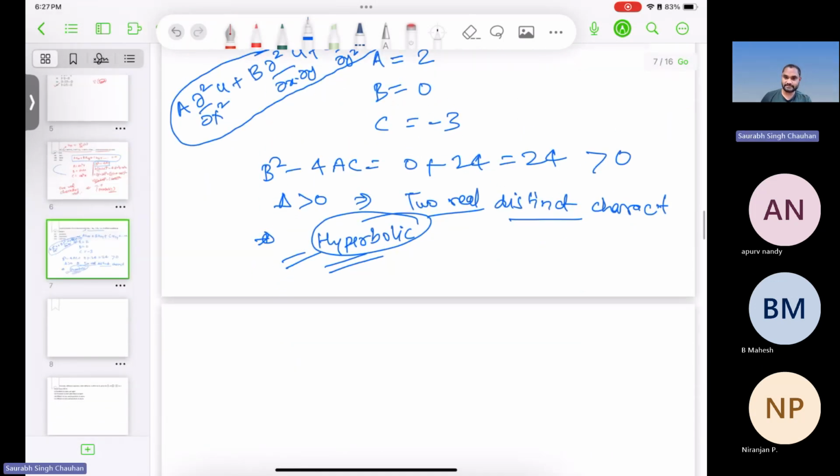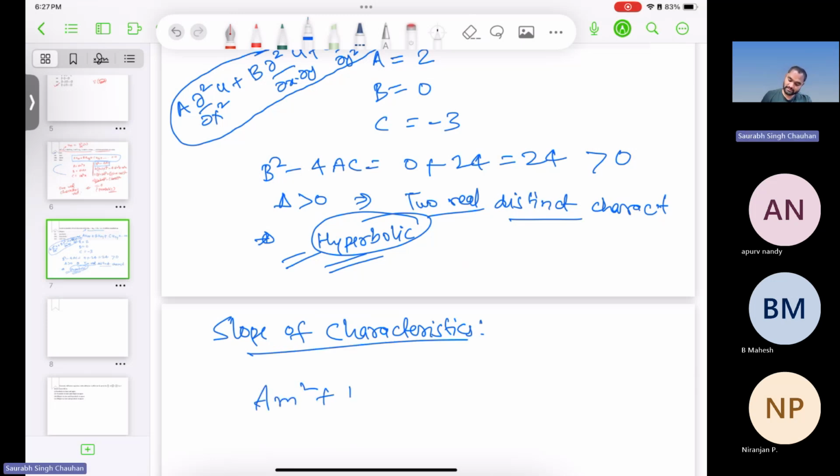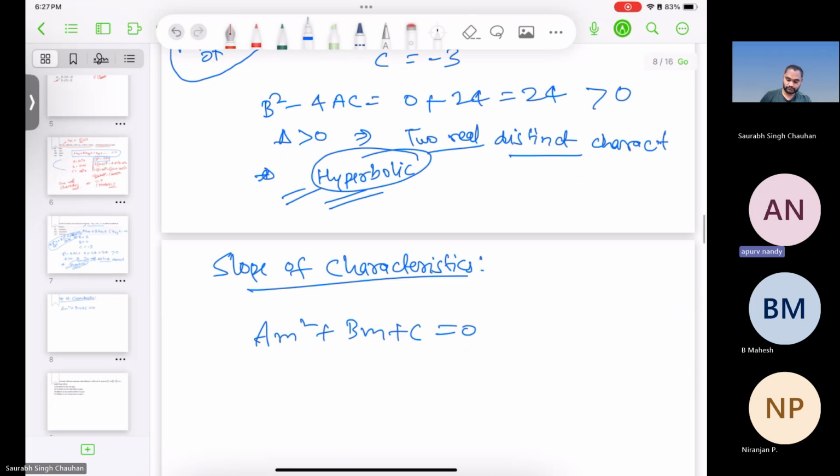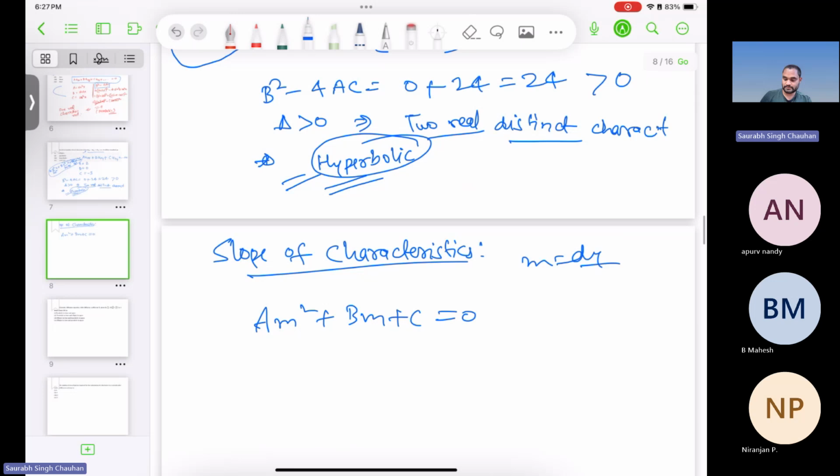Slope of characteristic lines. Simply you can write this equation: a m square plus b m plus c is equal to 0, right? m will be equal to what? dy by dx. m is equal to dy by dx.